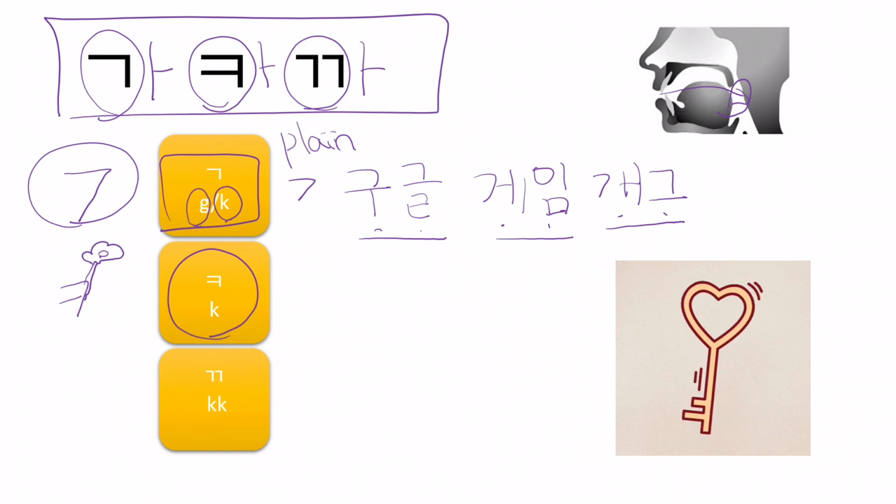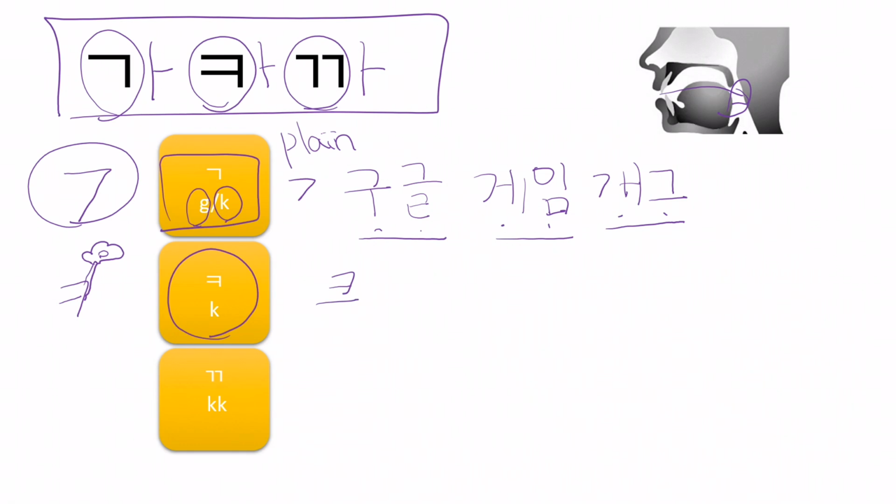Let's practice the words. Cookie. 케이크. Key. So if you practice the words in English, cookie, cookie, cake, 케이크, key, key.